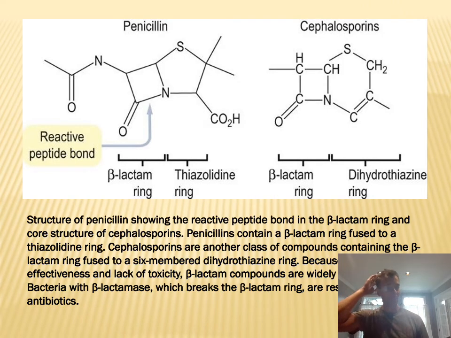A good example of an irreversible inhibitor are antibiotics such as penicillin or cephalosporins. These are antibiotics, obviously, that are used, and they have very irreversible mechanisms, and they make very good antibiotics.